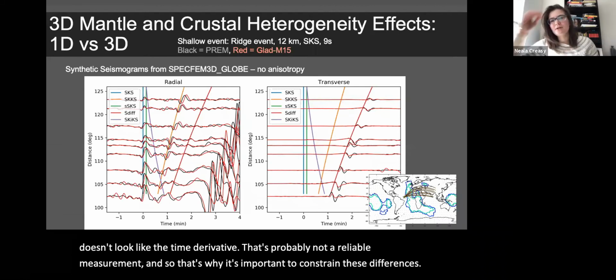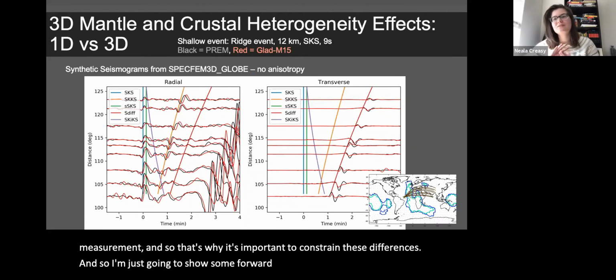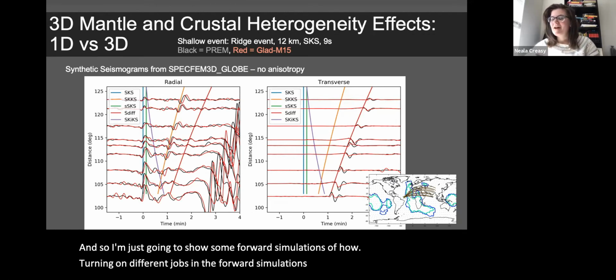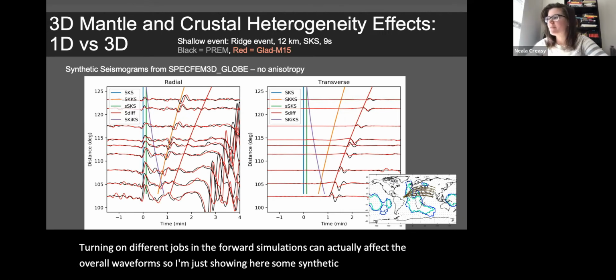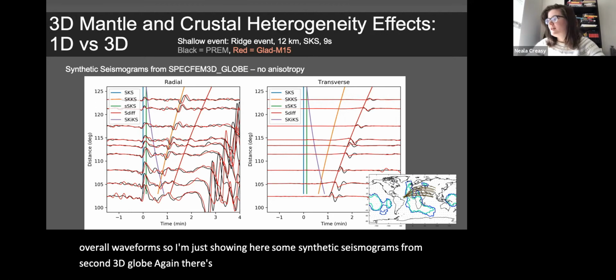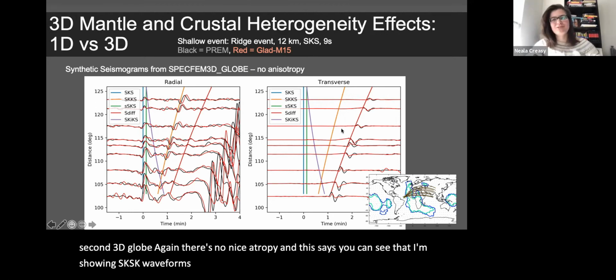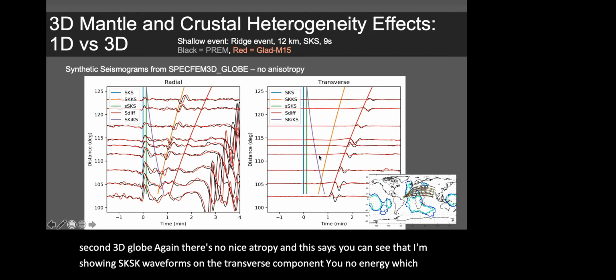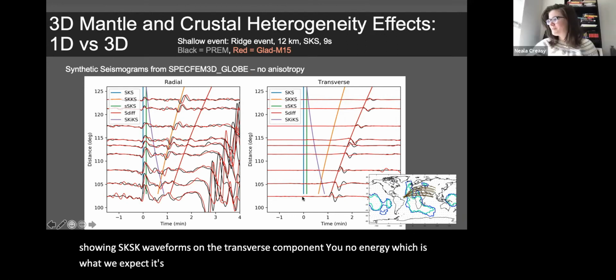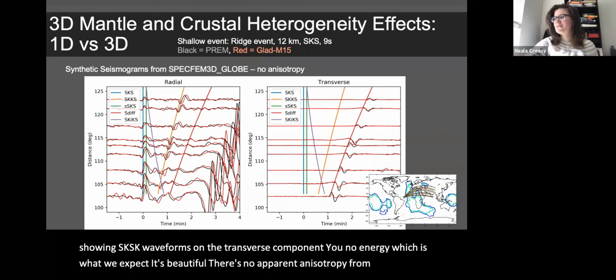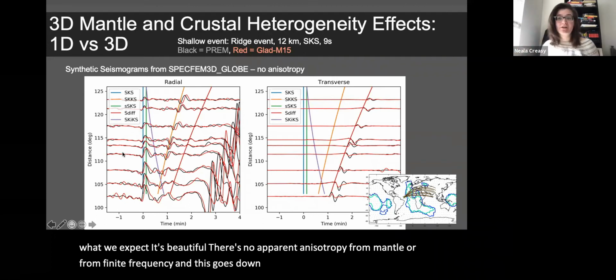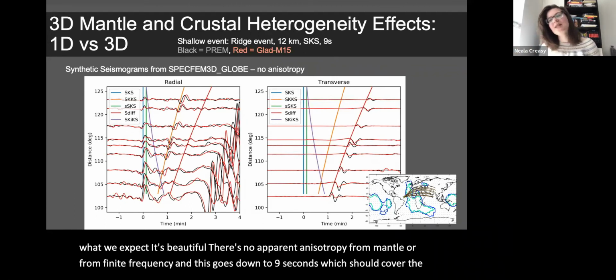And so I'm just going to show some forward simulations of how turning on different knobs can actually affect the overall waveform. I'm showing here some synthetic seismograms from SPECFEM3D Globe. Again, there's no anisotropy, and as you can see, I'm showing SKS waveforms on the transverse component. You see no energy, which is what we expect. It's beautiful. There's no apparent anisotropy from mantle or from finite frequency. And this goes down to 9 seconds, which should cover the main frequencies that are present in SKS.